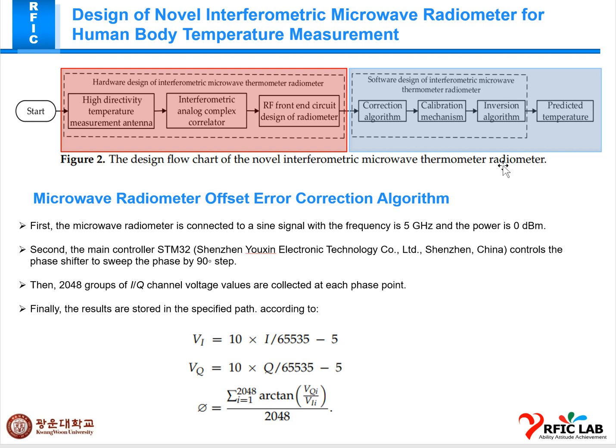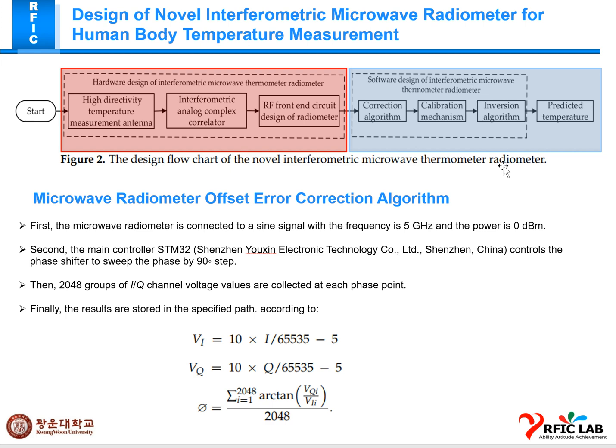What I have studied, I will explain through my presentation up till now what I have gone through. In the first part of the software design of the interferometric microwave radiometer, the first part is the microwave radiometer offset error. It has a correction algorithm. It's about how to correct the IF phases if they are wrong, and how this algorithm has been used. An algorithm is like a programming language.